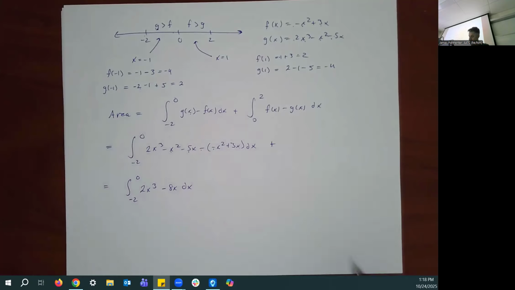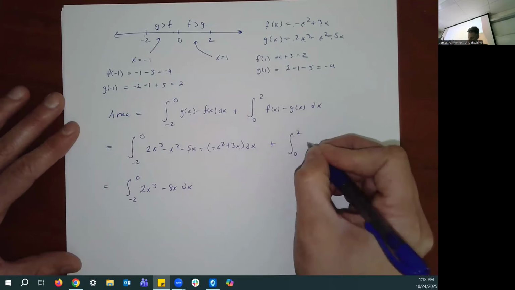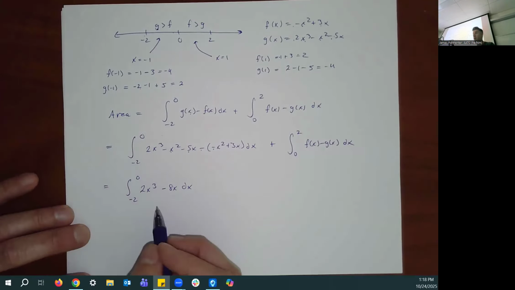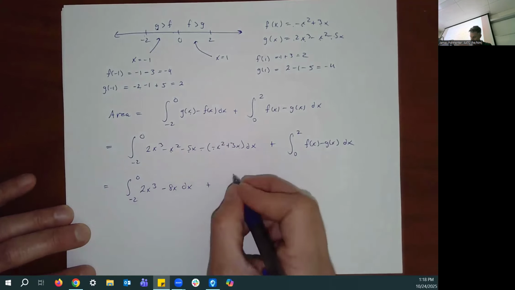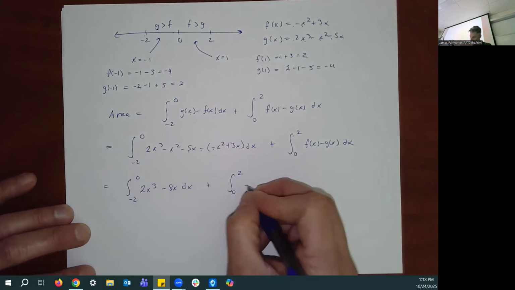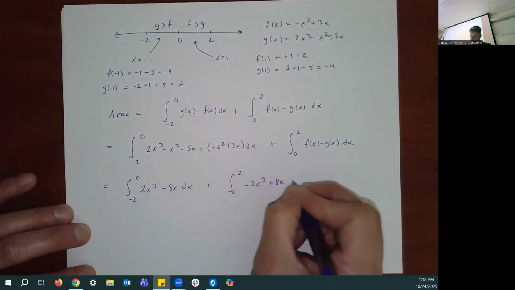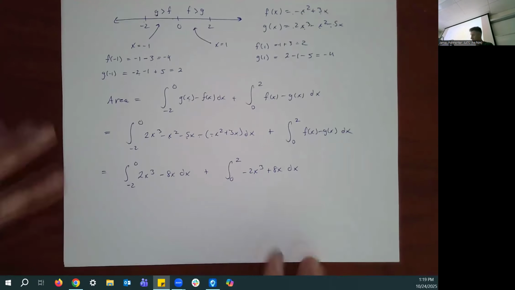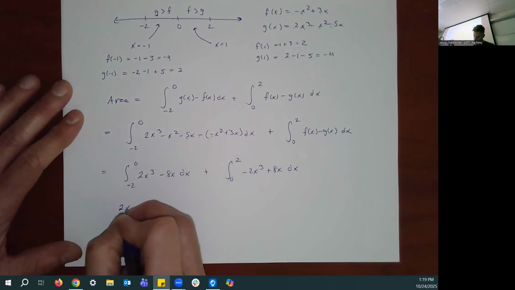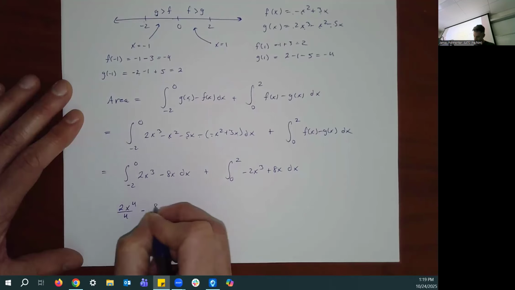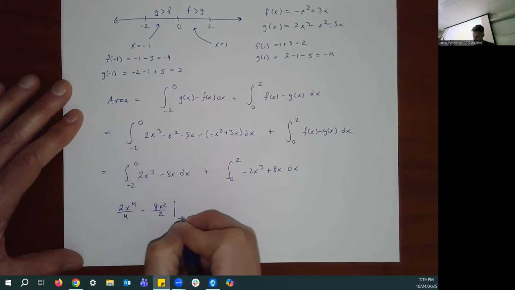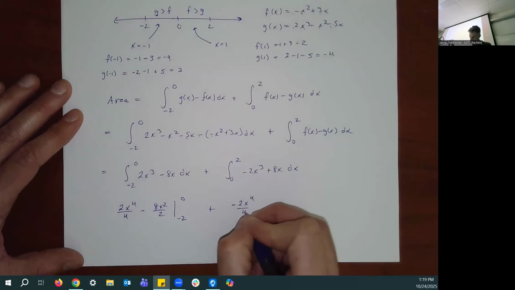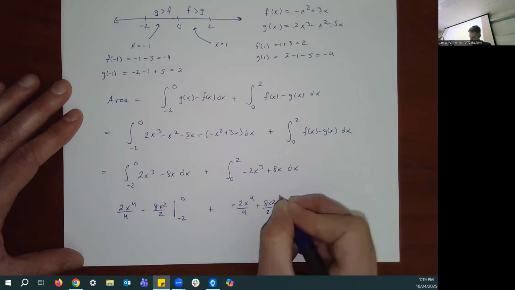Here's a fun fact. When you do the other subtraction, when you do f of x minus g of x instead of g of x minus f of x, you're going to get exactly the opposite thing. So we know that we're going to get the integral from 0 to 2 of -2x cubed plus 8x. Kind of save myself some work there. The rest of this is pretty straightforward. We anti-differentiate. We get 2x to the 4th divided by 4 minus 8x squared divided by 2 from -2 to 0, plus the opposite, -2x to the 4th over 4 plus 8x squared over 2 from 0 to 2.